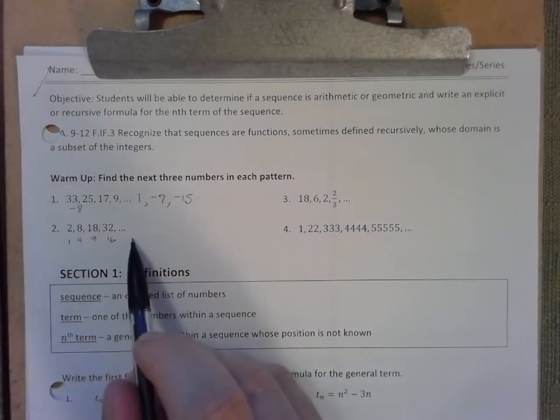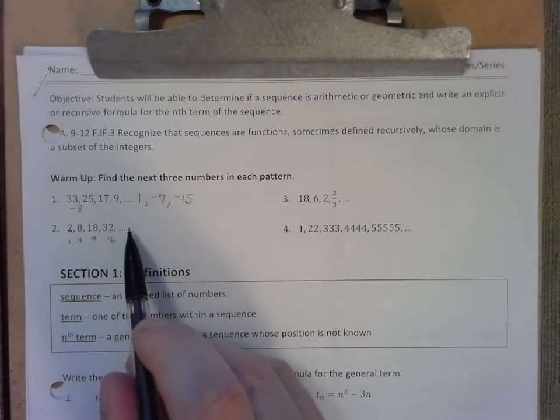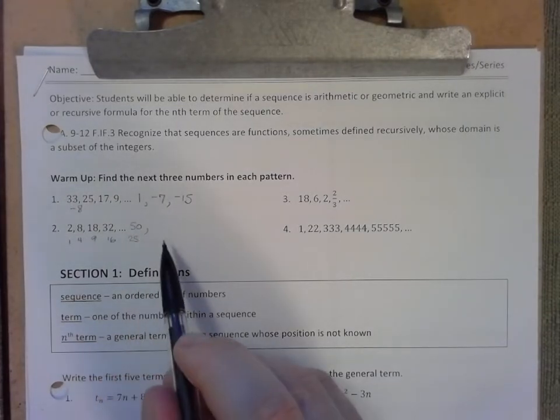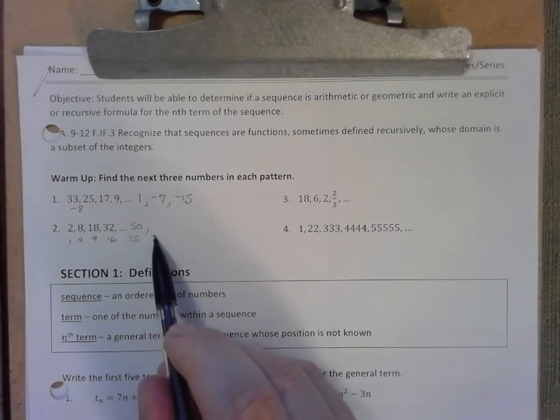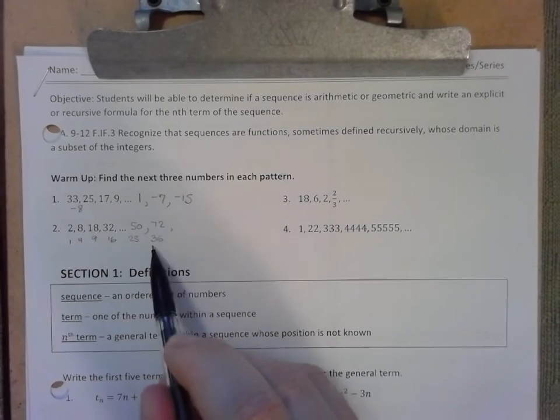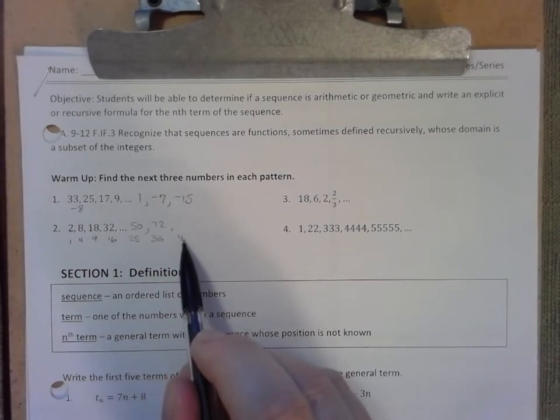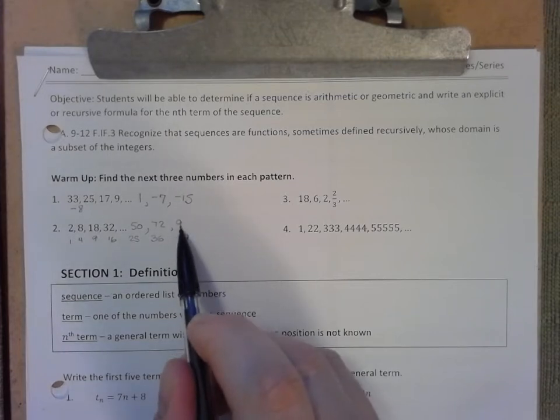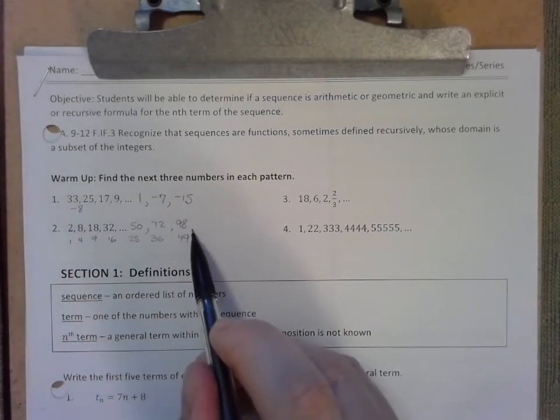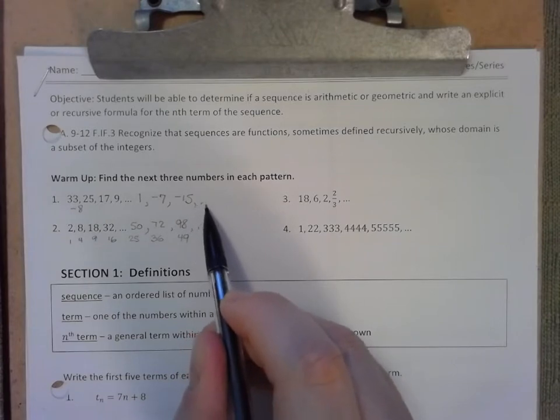So 5 squared would be 25. Doubling it would give us 50. The term after that would be 36 times 2, or 72. The next perfect square after 36 is 49, and doubling that gives us 98. This pattern will continue to go on forever.